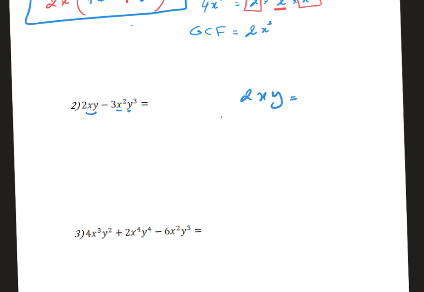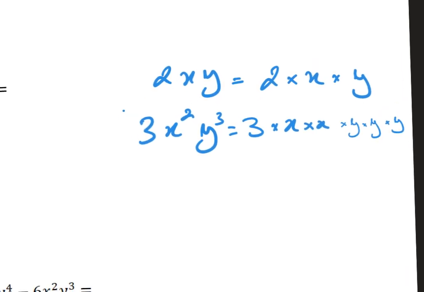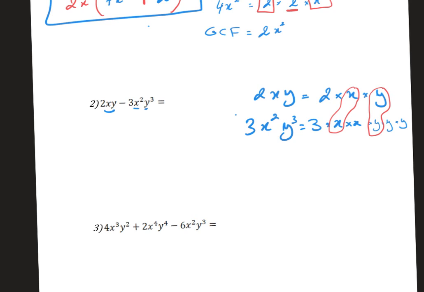The first term is 2 times x times y. For the second one, 3x squared y to the third is 3 times x times x times y times y times y. Here we have x and x, and here we have y and y. So as you can see, we have the GCF.